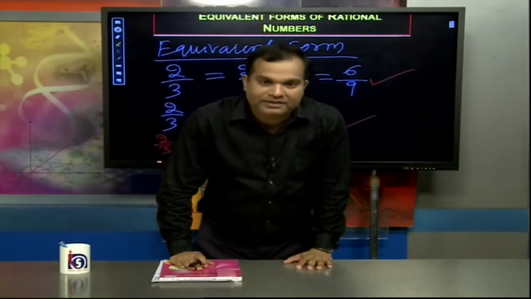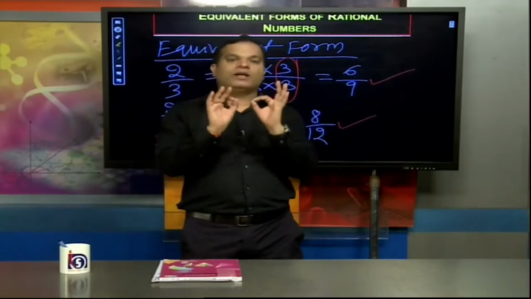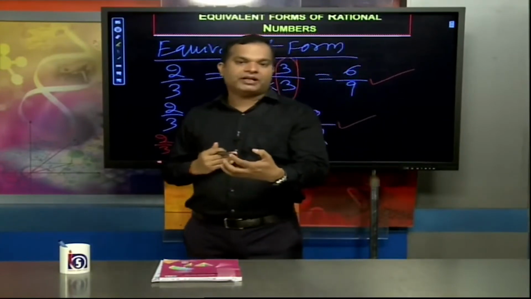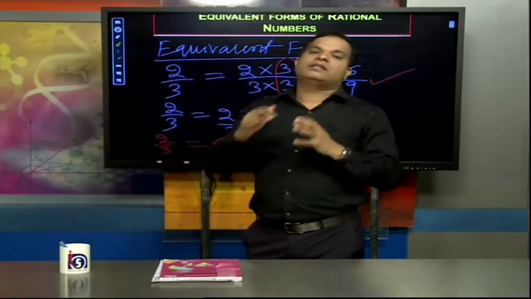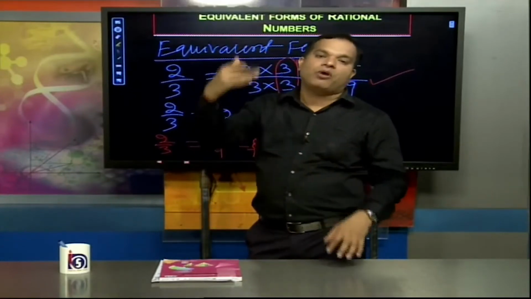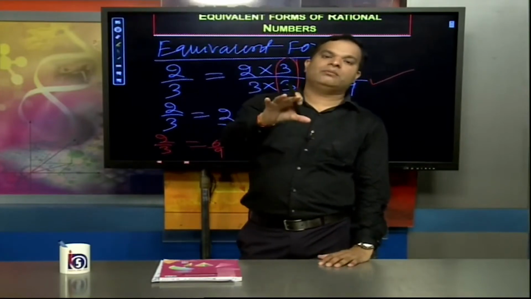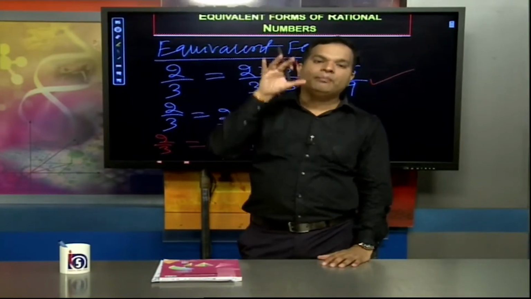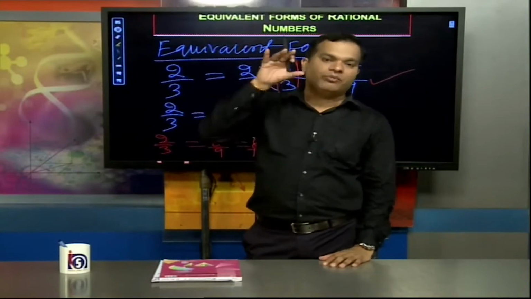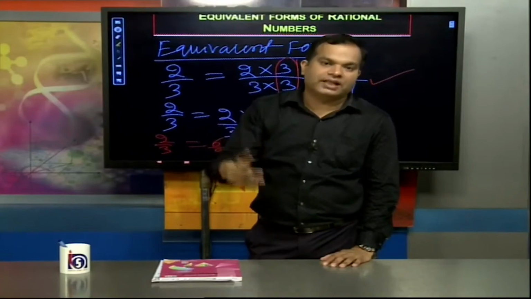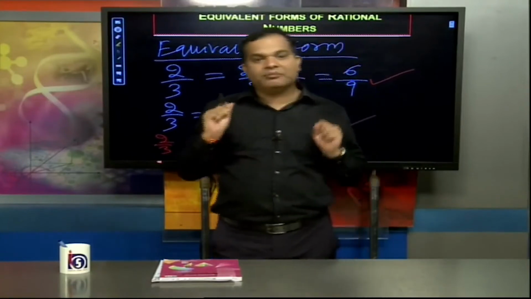So, very simply we can say a constant quantity, if you multiply both numerator and denominator, then you will find various equivalent forms of a rational number. And the important thing is, one rational number has infinitely many equivalent forms, we can create and generate them. That is the important thing.